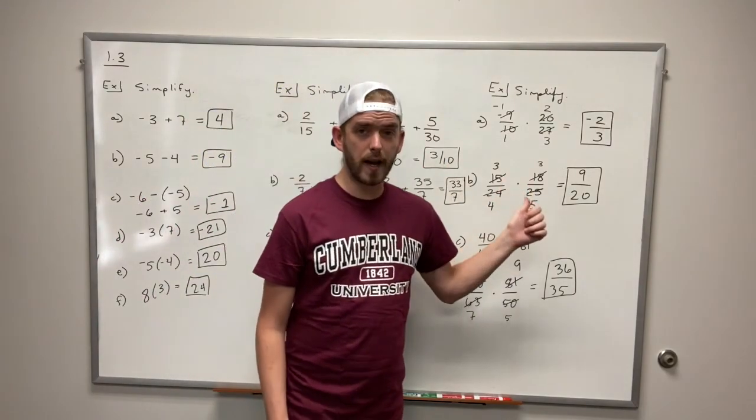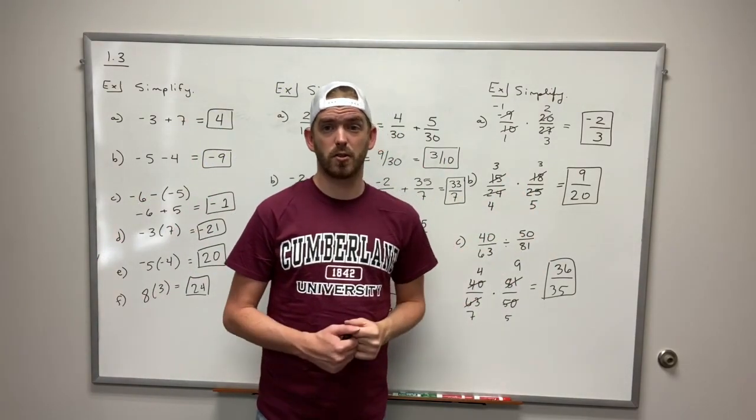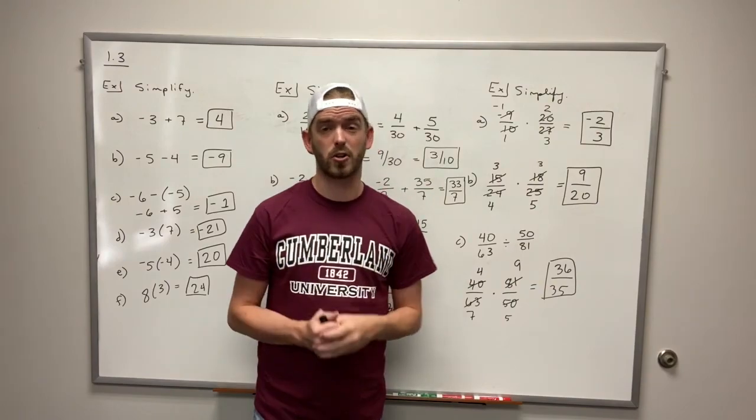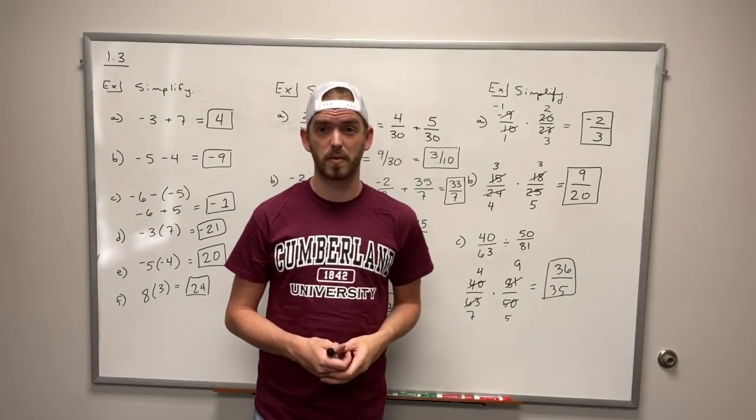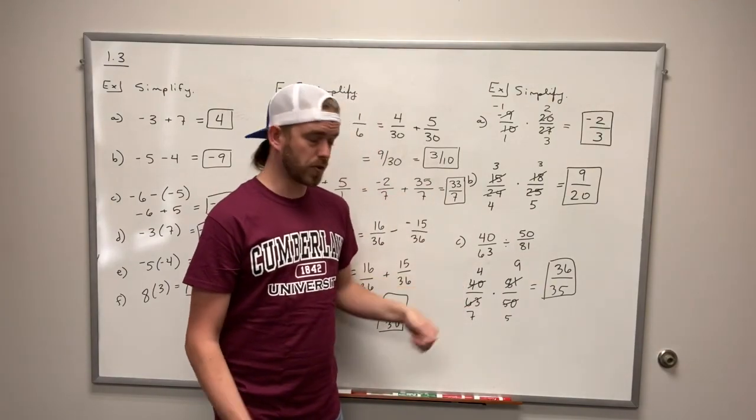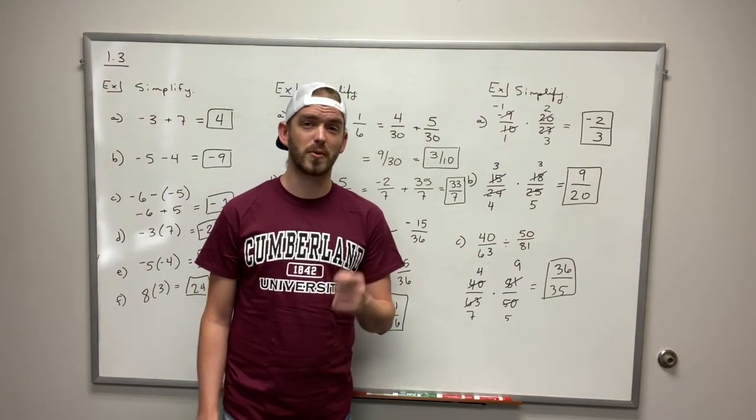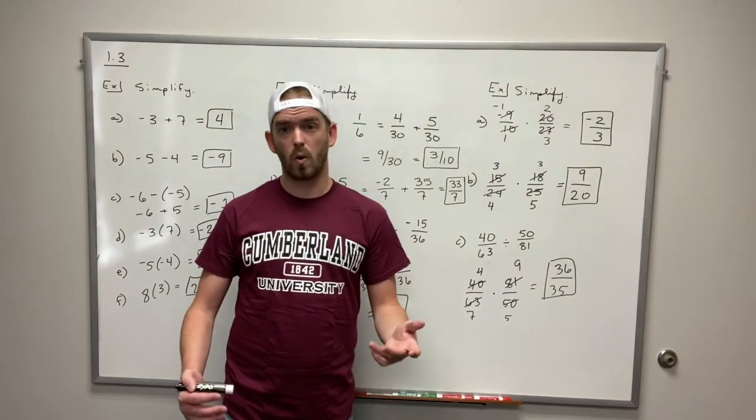When we're multiplying fractions, we want to cross-cancel if at all possible because it's going to give us smaller numbers to multiply and there's less chance of making a mistake. And finally, when you're dividing fractions, always remember to multiply by the reciprocal, or as I like to call it, keep, change, flip.